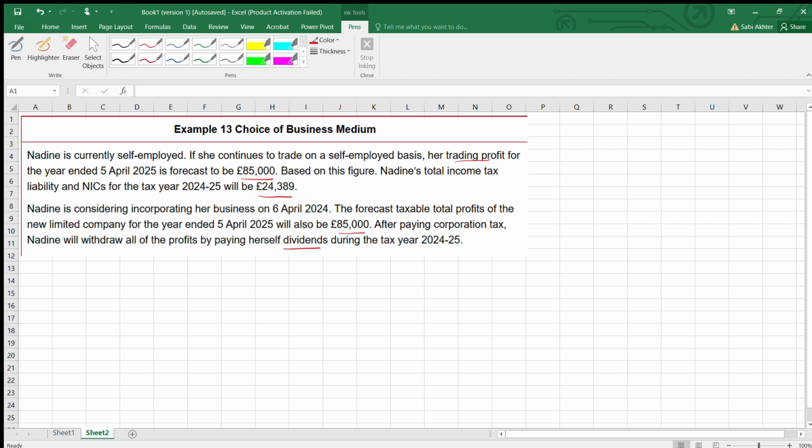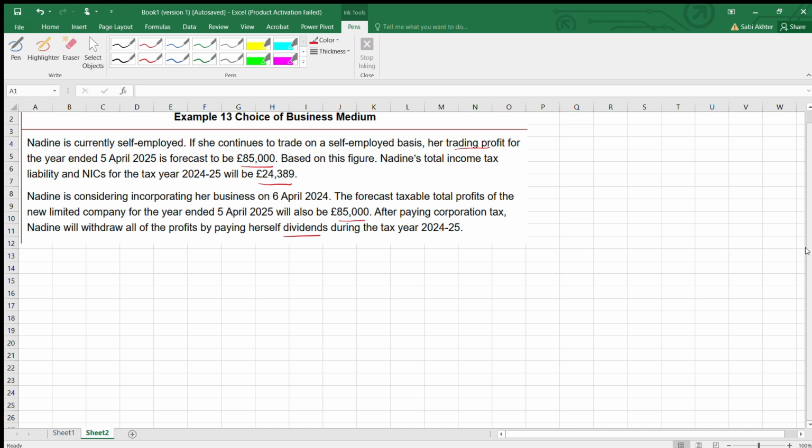Okay. So now, this question is similar to the previous question, right? What do you have to do? Let us first find the corporation tax. Okay. So here, you see it's 85,000. It's above the 50,000. So main rate 25% corporation tax will apply.